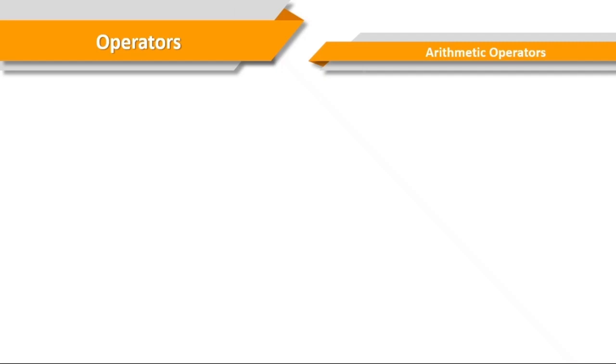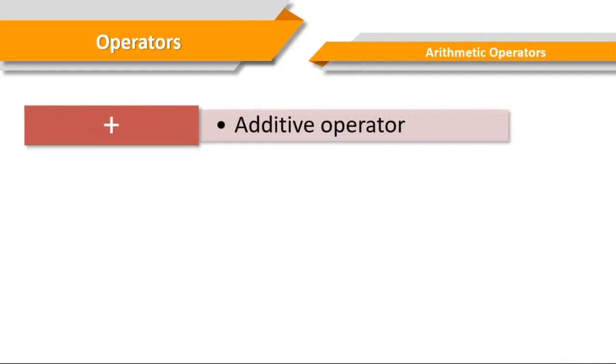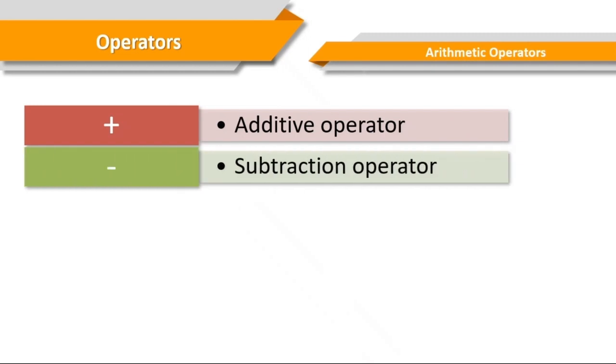We'll learn about arithmetic operators in the Kotlin programming language. Kotlin provides operators that perform addition, subtraction, multiplication, division, and remainder. These are basic mathematical operations that you know and love, right? Plus is the additive operator. It adds two operands. Minus is the subtraction operator.